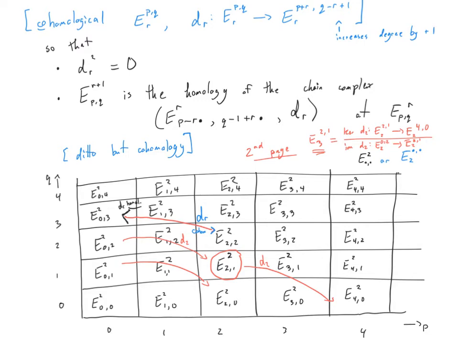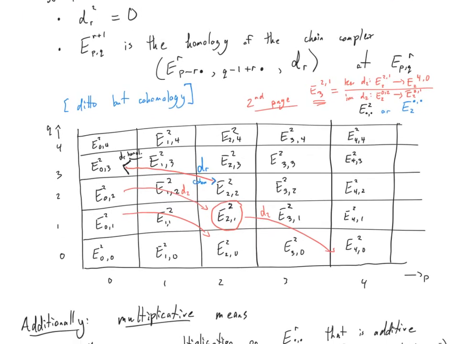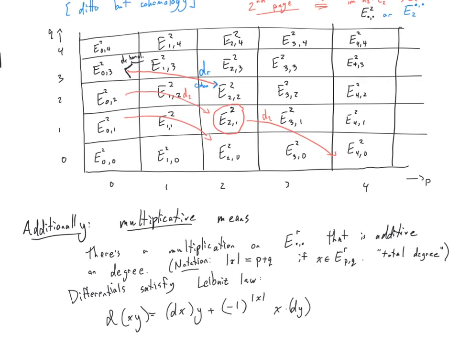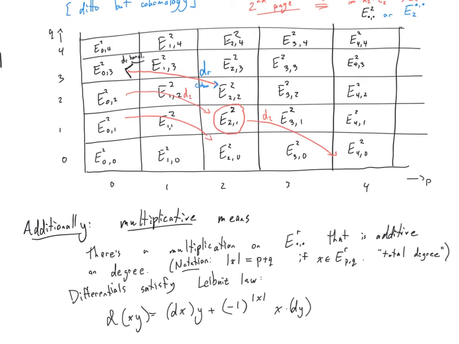The last piece of formalism I want to mention is what multiplicative means in the context of a spectral sequence, and we are going to have a multiplicative spectral sequence. What it means is that there's a multiplication on this page that respects degree additively. So if you have an element whose total degree is p plus q, and you multiply it by some other element whose total degree is p prime plus q prime, then those total degrees have to add.